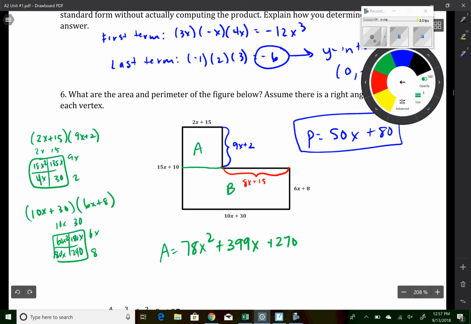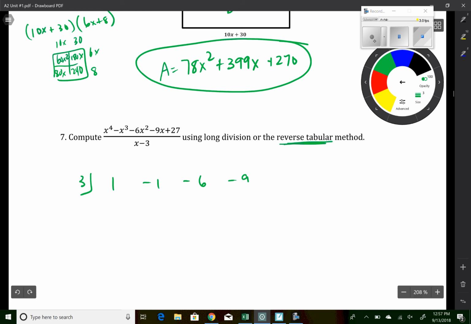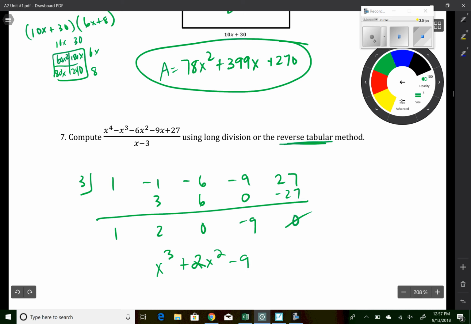Number 7 says complete using long division or the reverse tabular method. This should say synthetic division. Sorry about that. So if we do synthetic division, 1, -1, -6, -9, 27. Synthetic division is the easier way to go here. So we wind up getting some stuff going on here. See a missing term, we have a remainder of nothing. So we have 1, 2, 3, 4 terms. So this will be x cubed plus 2x squared minus 9.